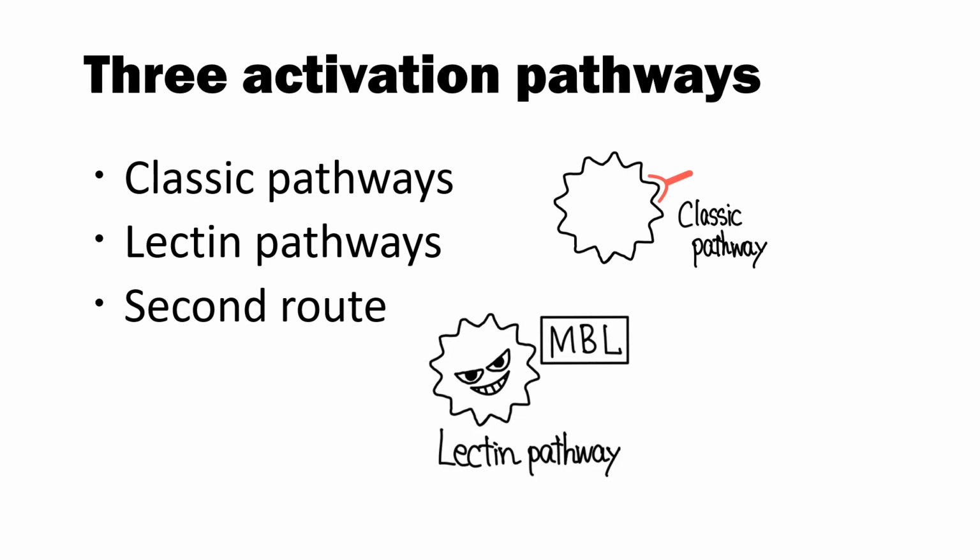Second, the lectin pathway, in which MBL, mannose binding lectin, makes C4 activated first. Third, the second route, in which some kind of bacteria makes C3 activated first.